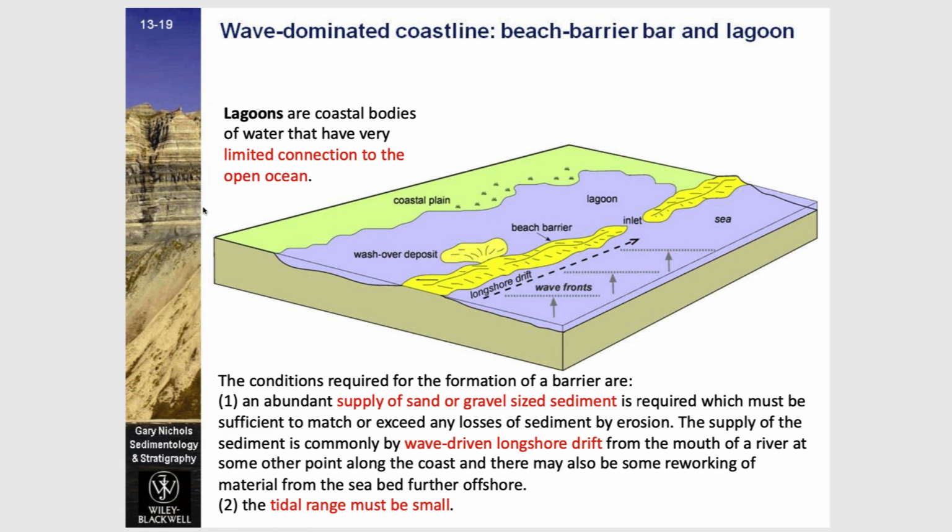So the conditions required for the formation of barriers: in most cases they need a significant supply of sandy and gravelly materials, and this is because of internal attrition. They tend to form ridges more easily, and these can then protect from the ingress of seawater.